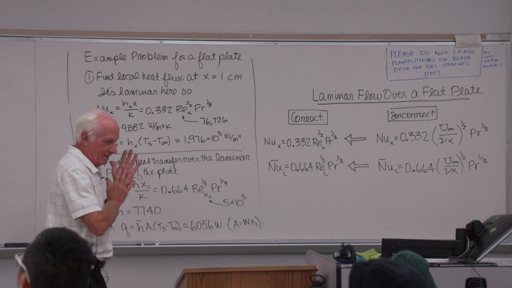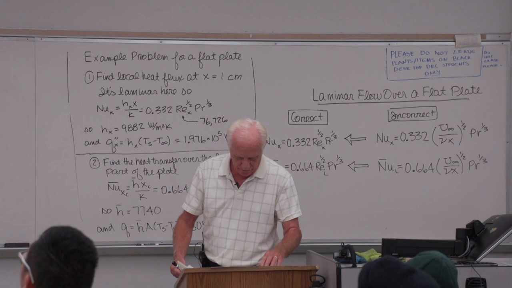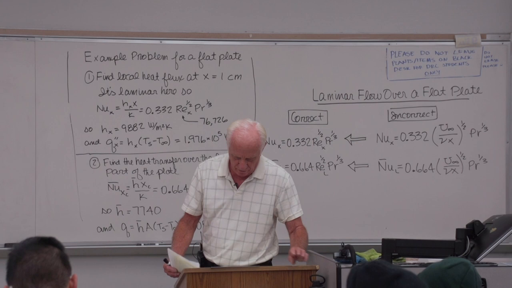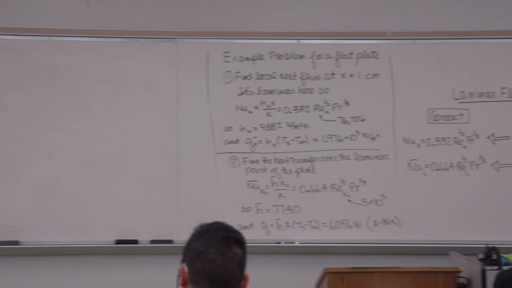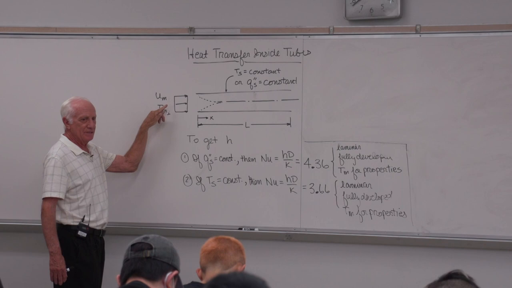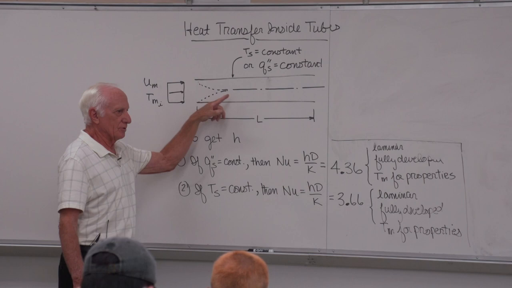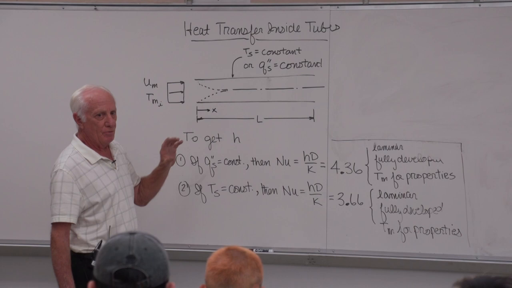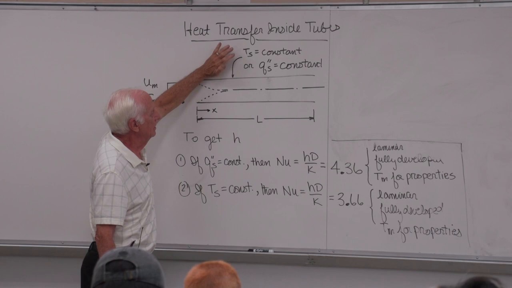Okay, so now return to chapter 8. We're looking at flow in a tube. Picture over here, we have a uniform velocity profile. The velocity is U subscript m, meaning a mean velocity entering the tube. We have the mean fluid temperature at the inlet, T mean i, uniform at the inlet, measuring x along the tube length, the length of the tube, L. The surface of the tube can be one of two conditions. It can either be constant surface temperature, or constant surface heat flux. One of these two.